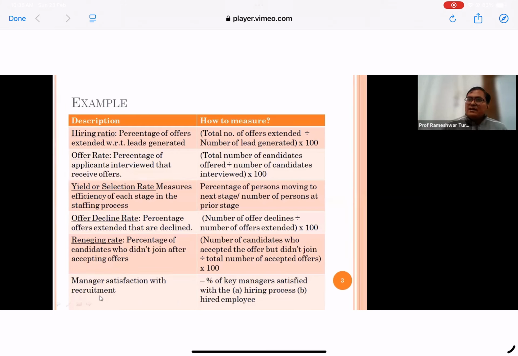Similarly, you can ask the employees who are hired now, what is your experience of the recruitment process? Are you satisfied with it? The number of people satisfied is called candidate satisfaction with the recruitment process. Similarly, we can have multiple measures to calculate something. So these are metrics. Finally we get some number, and we use that number in decision making.